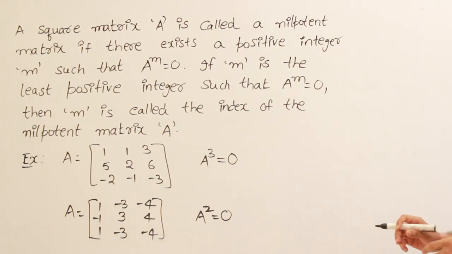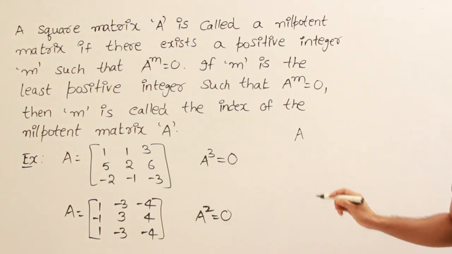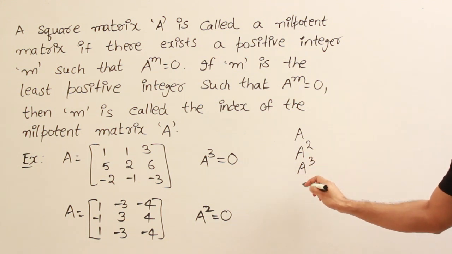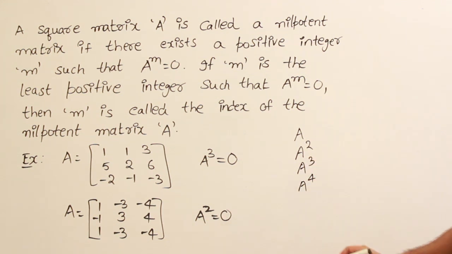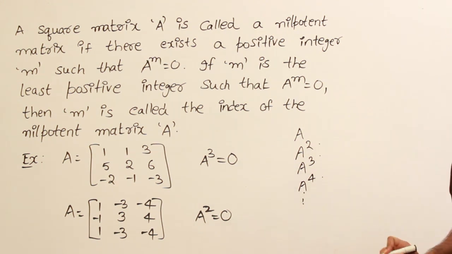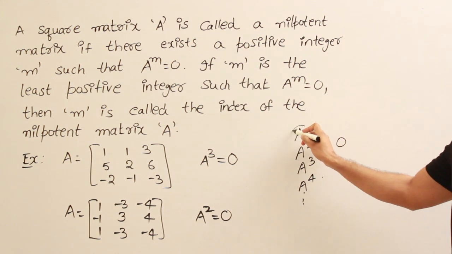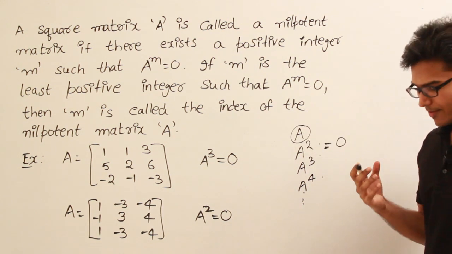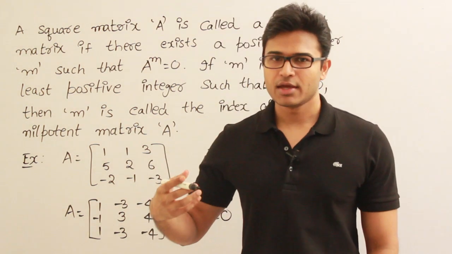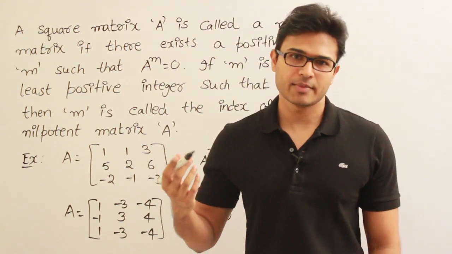So, see this. For example, if I have a matrix A, then find out A square and find out A cube and find out A power 4, and so on, you keep on doing it. At some point, if you are going to get a null, then A is called a nilpotent matrix. So a matrix is called nilpotent if, when you keep on multiplying it with itself, at some point this happens to be null, right?